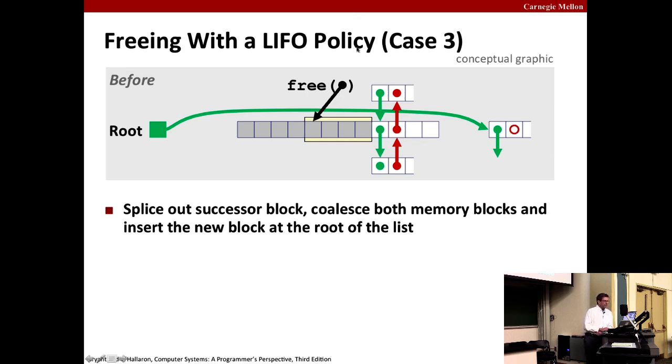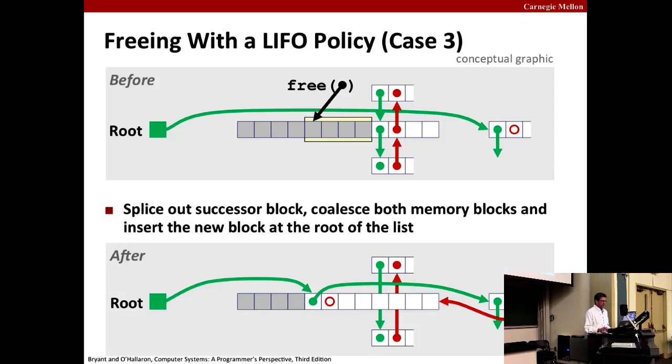Now, case 3, if you recall, is the case where the predecessor block is allocated and the successor block is free. In this case, we have to coalesce the newly freed block with the successor block, and then splice it out in just the same way we did in case 2. So we splice it out of the list, and then put it at the beginning of the list by pointing the root at it, and then updating what used to be the first block in the list, updating its back pointer, its prev pointer, to point to this newly coalesced block.